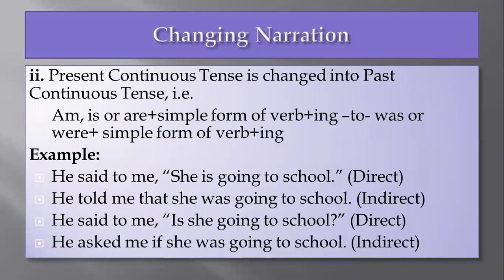Next, he said to me, is she going to school? The indirect speech will be, he asked me if she was going to school. Dear cadets, see, as the sentence is in interrogative form, we have used here asked in the place of said to, and we have changed the interrogative sentence into an assertive sentence in order to make it an indirect one.